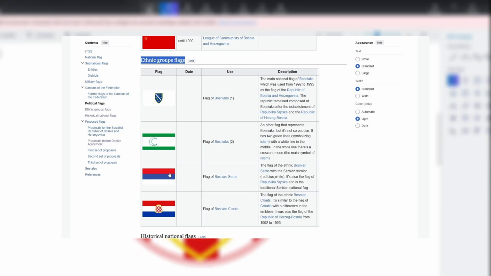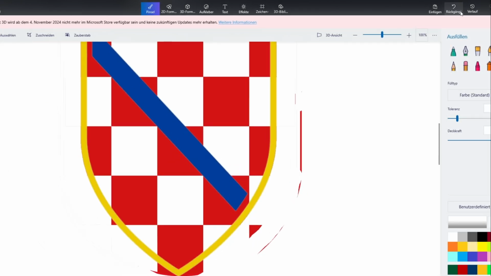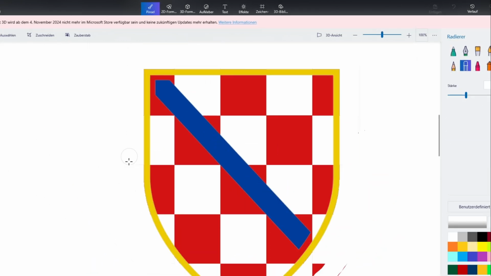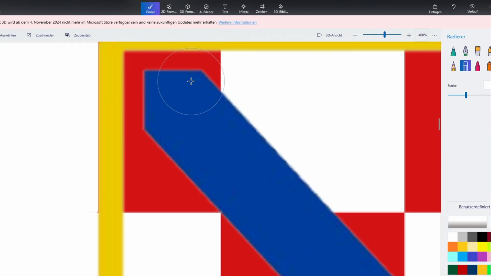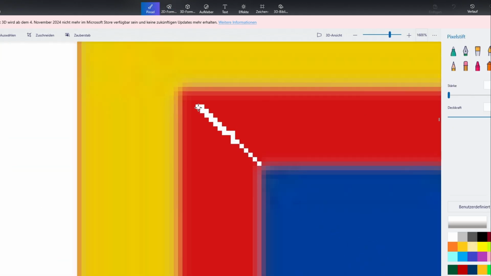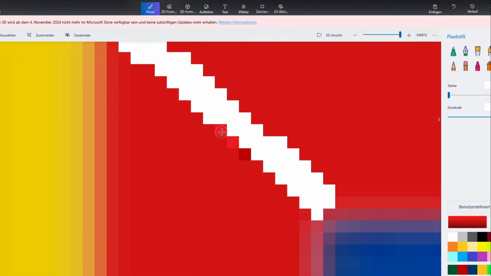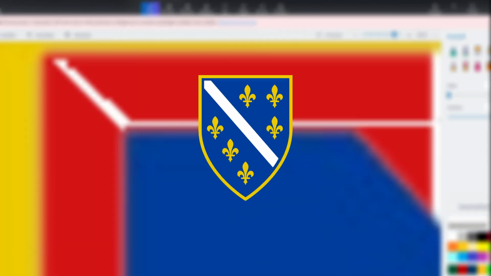So I'm just going to try and make a new coat of arms, because I think Bosnia and Herzegovina needs a symbol that defies all 3 people, that just shows their unity. I took the coat of arms from earlier, which is actually really good because it splits in the middle.